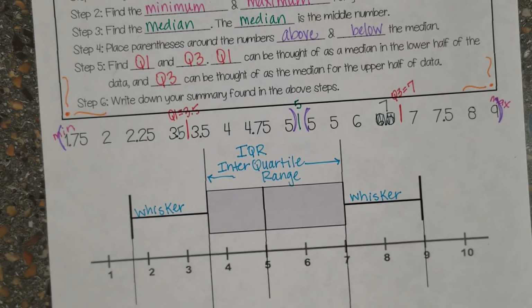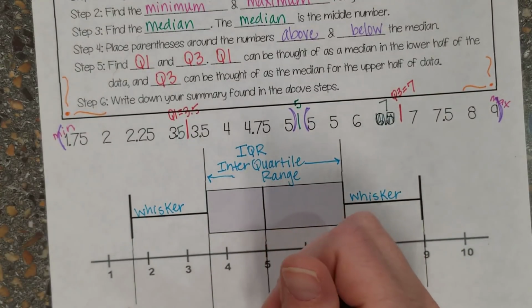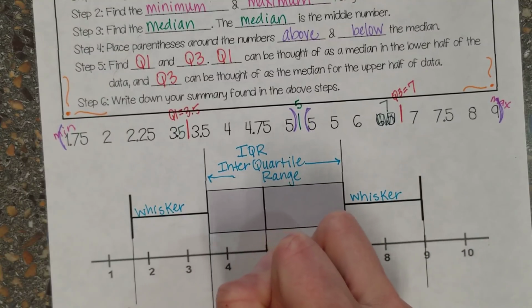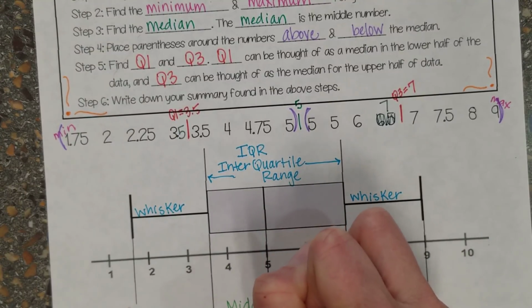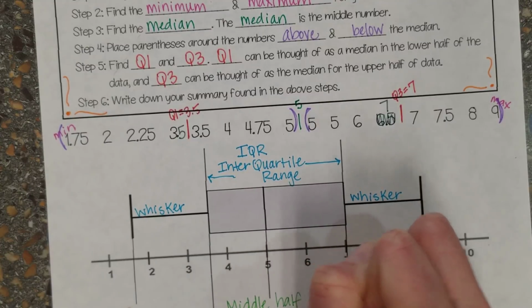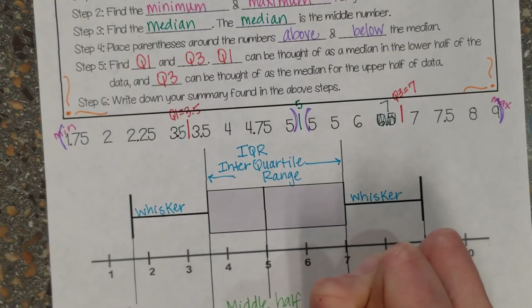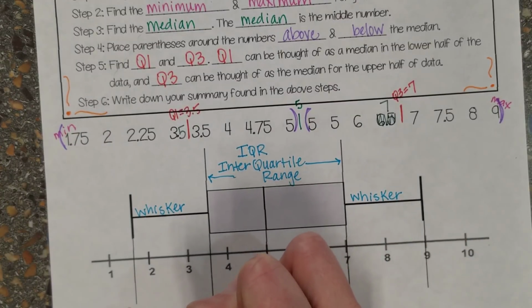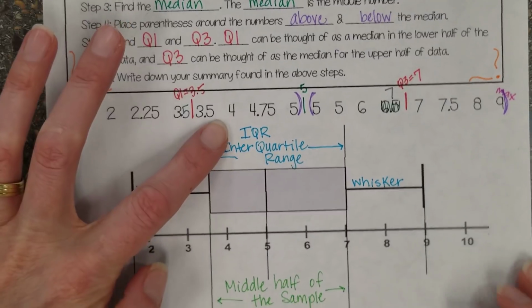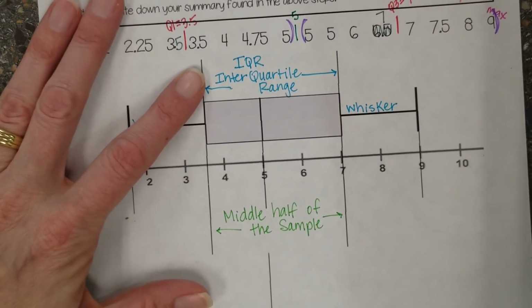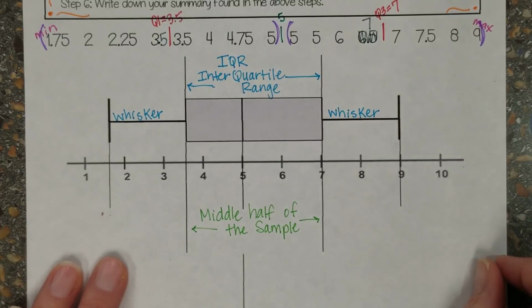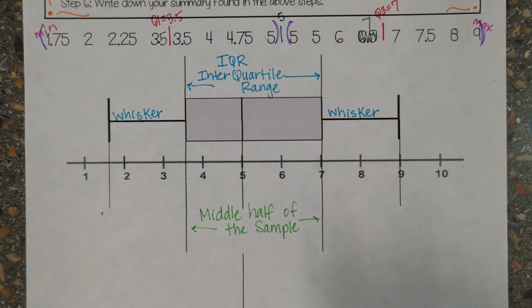Okay, now let's talk about the percentages that it covers and what it means. Okay, so the box is what we call the middle half of the sample. Okay, middle half of the sample. The middle half of the sample is exactly equal to the IQR, or the interquartile range. Oh, sorry, that was out of the picture. There we go, a little better. Okay. Now, this represents 50% of the sample.